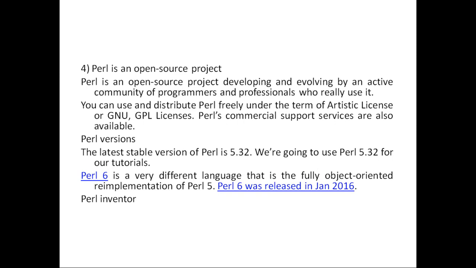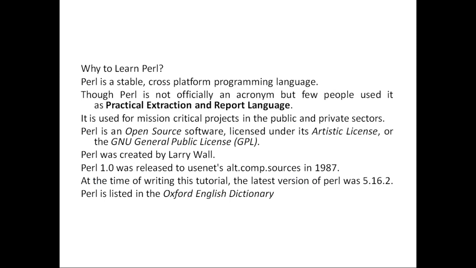You can download. Perl 6 is a very different language and that is a fully object oriented re-implementation of Perl 5. Perl 6 was released in January 2006. Anyway, you can use Perl 6 also, or whatever the latest version available now. Fine. Then why Perl? Perl is stable, cross-platform. Then these are the important features.